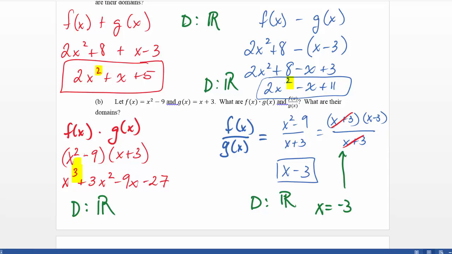Now, in the next lesson, when we get into rational functions, which is what a quotient function is, we will learn that x equals negative 3 is what we call an excluded value, or a removable value in this case. So a good little lead-in into the next unit. That's a good basic start on function operations.